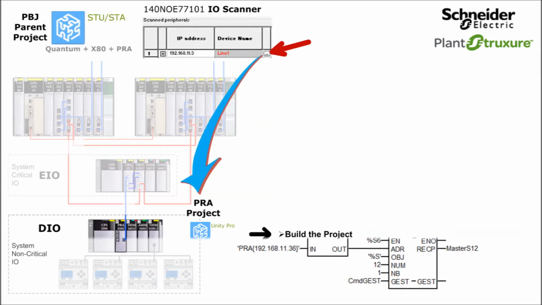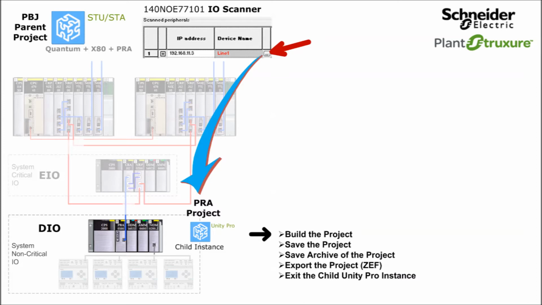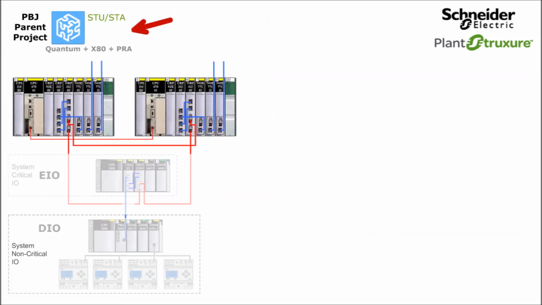So this completes everything needed in the Line 1 X80 DIO drop, and I can build, save archive, export, and exit the X80 BMX PRA DIO project. Now I will create the Line 1 DIO drop interface variables in the parent Quantum project.